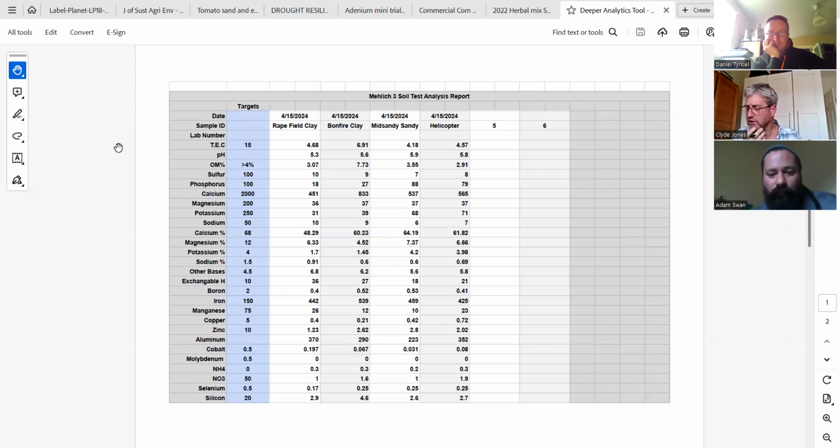You haven't done, just an observation, soil texture is not on here. Oh no, sorry, we didn't know you wanted soil texture breakdown.